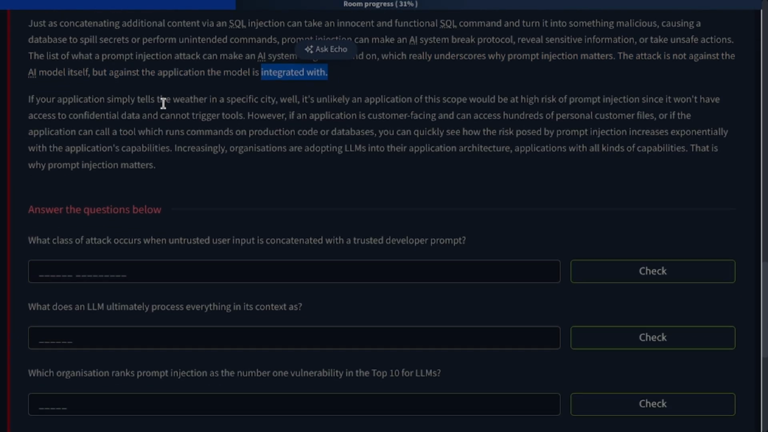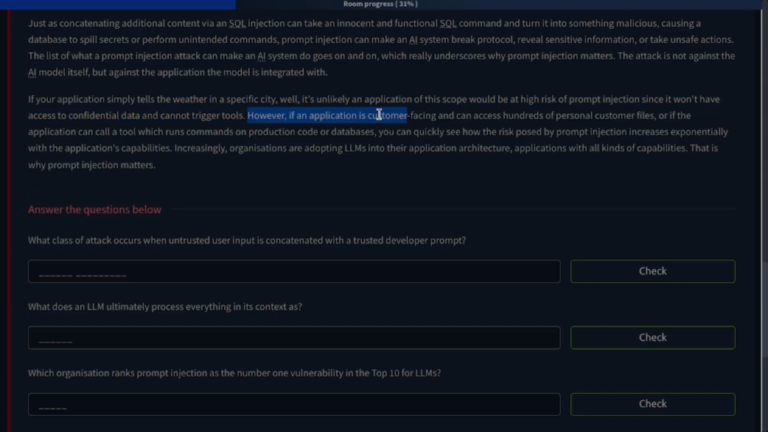And if your application simply tells the weather in a specific city, well, it's unlikely an application of this scope would be at a high risk of prompt injection, since it won't have access to the confidential data. And on the system level prompt, there would be a simple instruction like tell the weather, or it would be having the weather data as such.